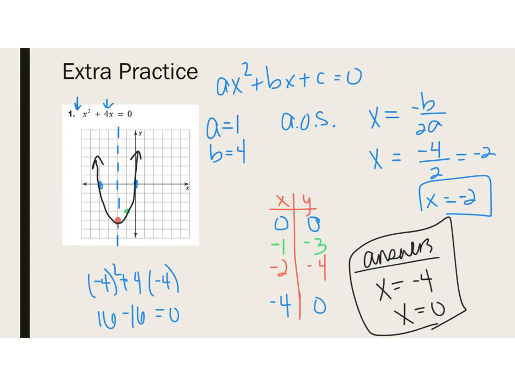Okay, so quick overview. We found our axis of symmetry first. That's what we started with, the middle of our table, and then we just made a table until we found our x-intercepts.